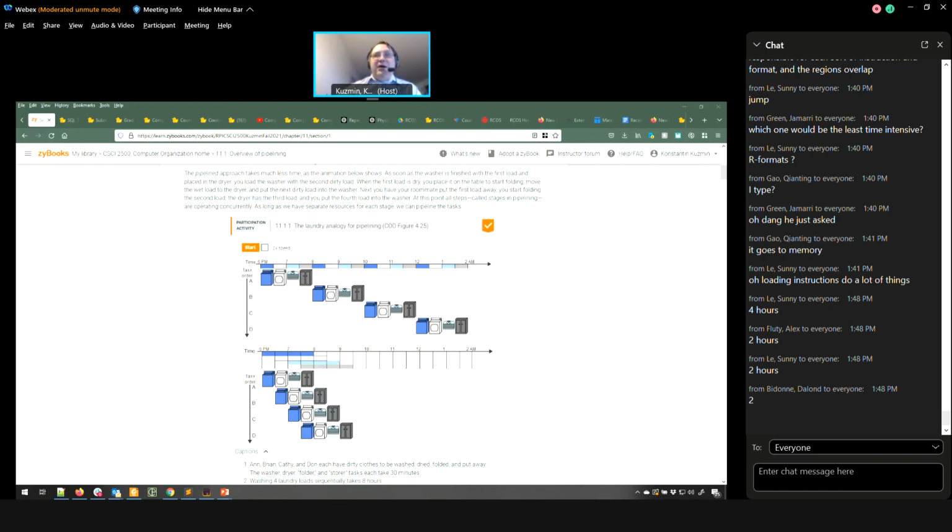A better approach would be pipelining, okay, which you can do in real life as well. The pipelining is shown here in this lower diagram. So the idea is that as soon as we are done using the washer and we moved our first load into the dryer, we immediately load the second load of laundry for the second person in the washer. And that's what their diagram would look like.